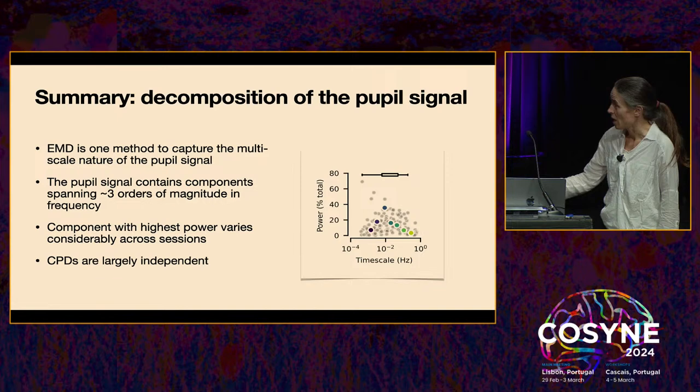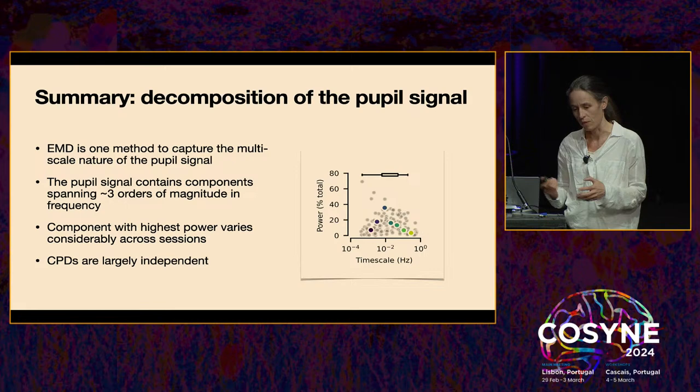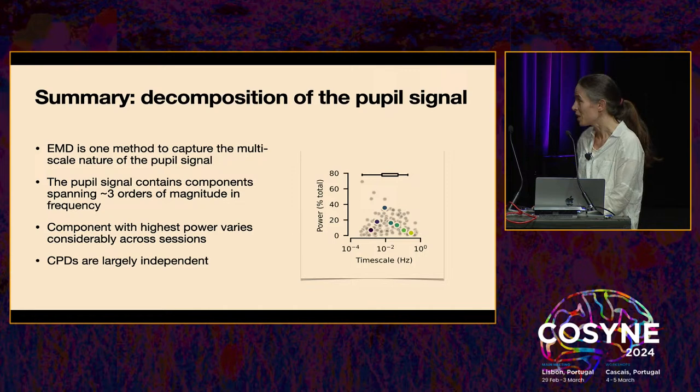And what I haven't shown you, but where we spent a lot of time, was demonstrating that these components of pupil dynamics are largely independent. So we did lots of analysis showing this point. And where it matters, we also did lots of reanalysis of our data to take out periods where the phases were actually coupled.